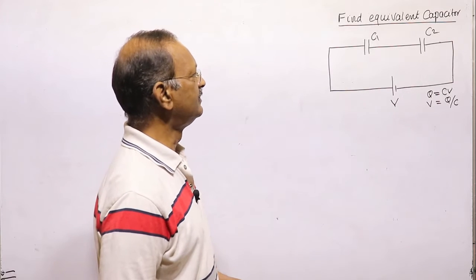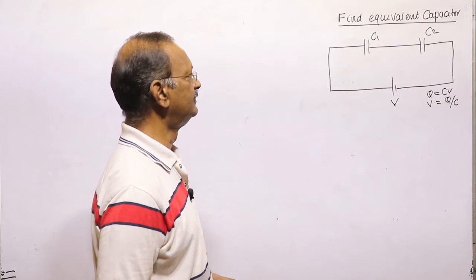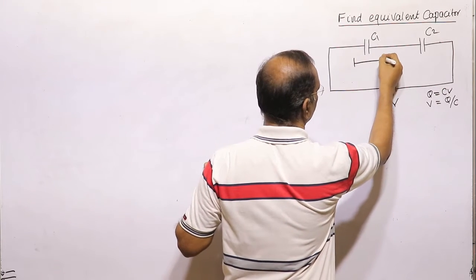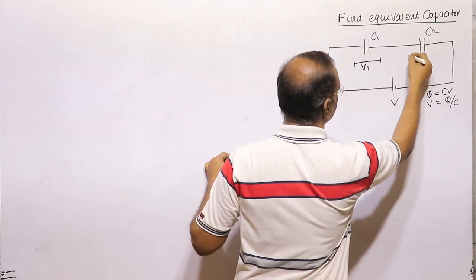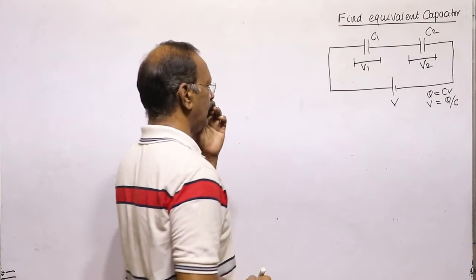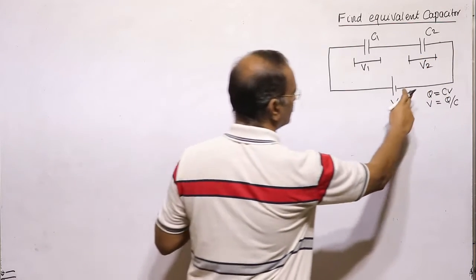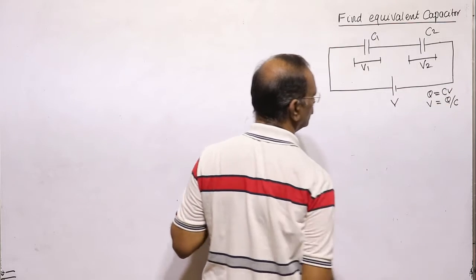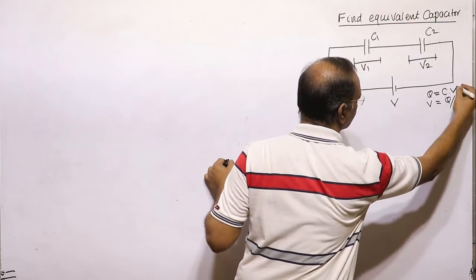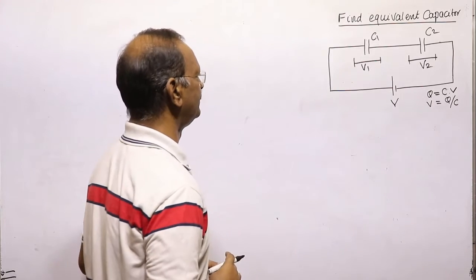Find the equivalent capacitor for this series circuit. This is in series. It means that for the applied voltage, some voltage will drop here and some voltage will drop here. We know that charge Q is equal to capacitance times voltage, that is, Q is equal to CV.